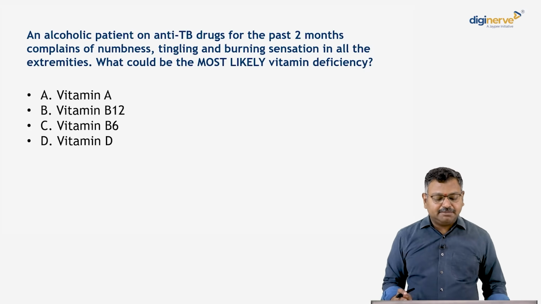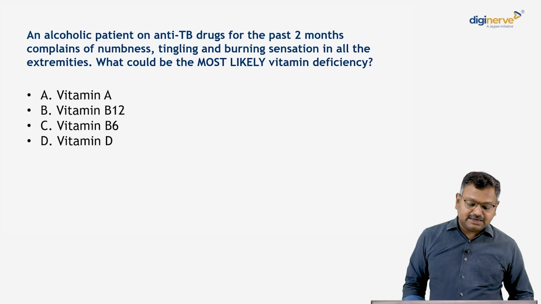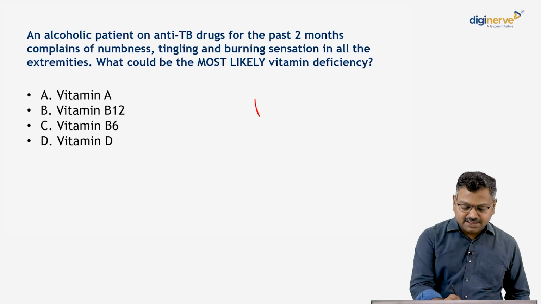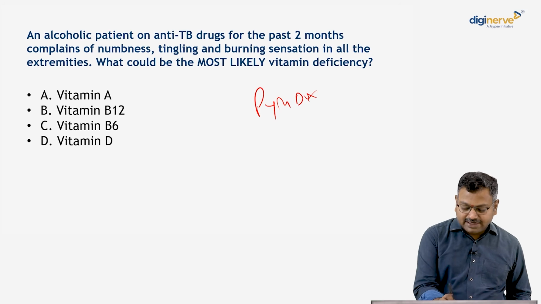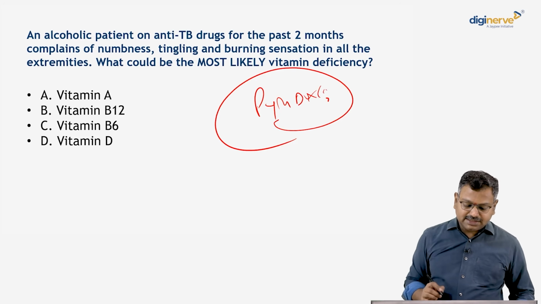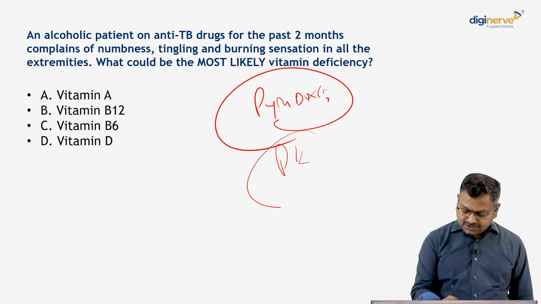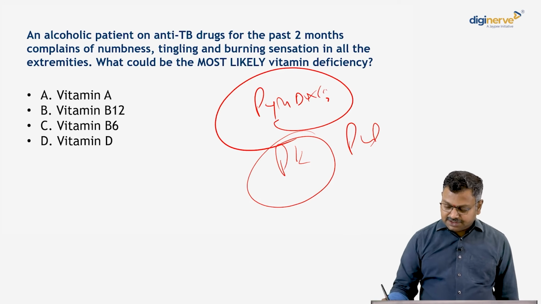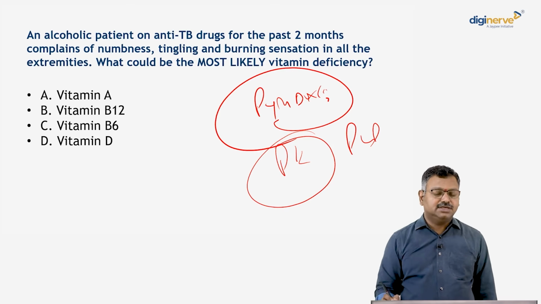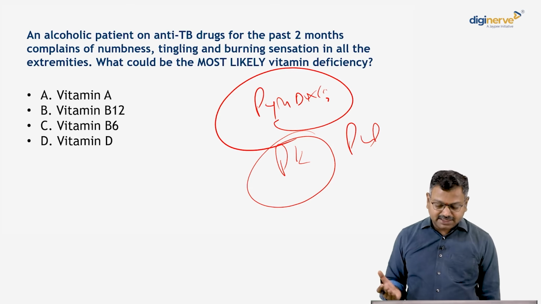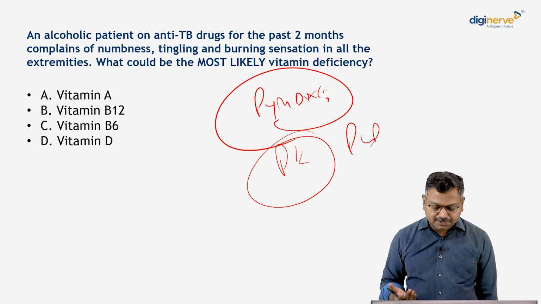An alcoholic patient on anti-TB drugs comes with tingling, numbness, burning. What is this? This is pyridoxine deficiency. So the answer is vitamin B6. Isoniazid inhibits pyridoxal kinase, and because of that PLP formation is defective and causes B6 deficiency. Thiamine deficiency will produce Wernicke's encephalopathy, and it can cause peripheral neuropathy.